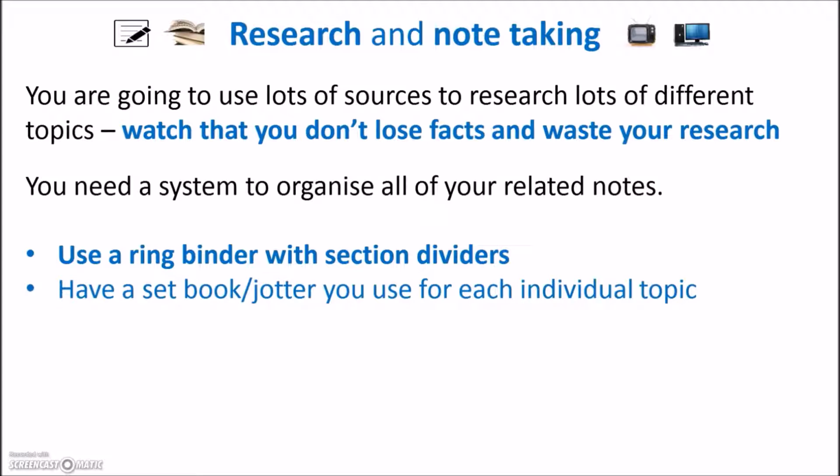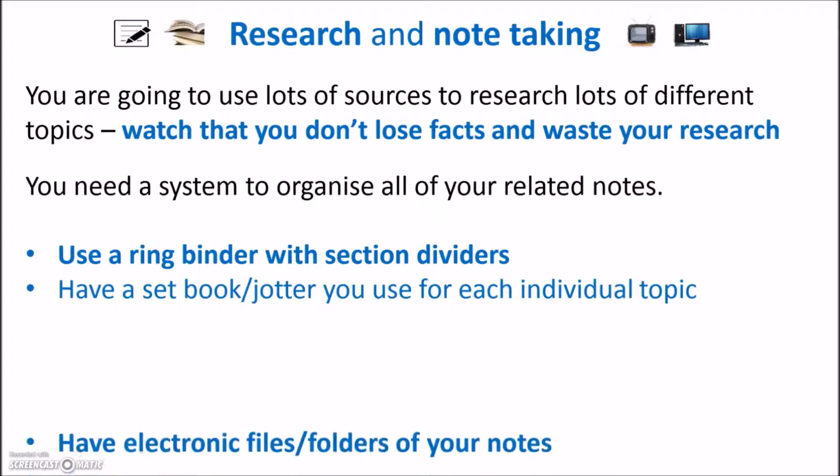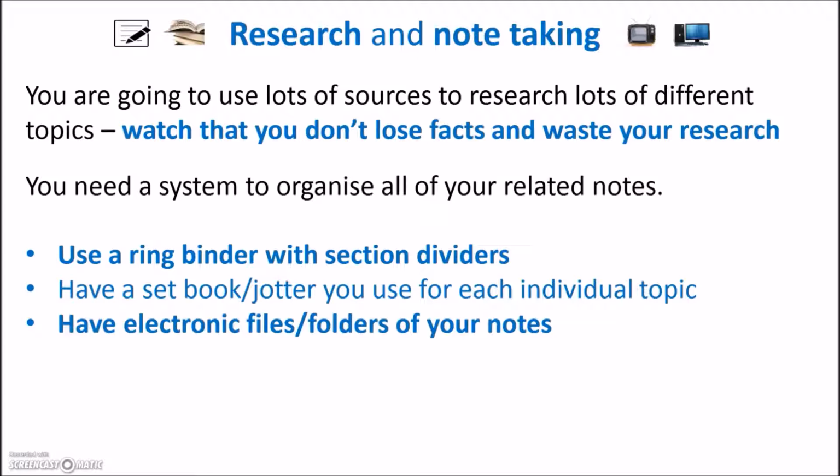You might have specific books or jotters that you use for each individual topic. Green for one, pink for another, blue for another. And again, each time you're researching a specific factor, you would only write the facts you found in there, as well as identifying the source. You might do all of this but have electronic files, typing up the notes you found each night into a particular file.